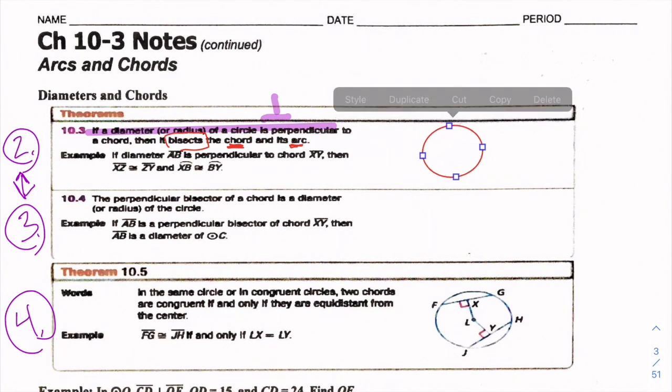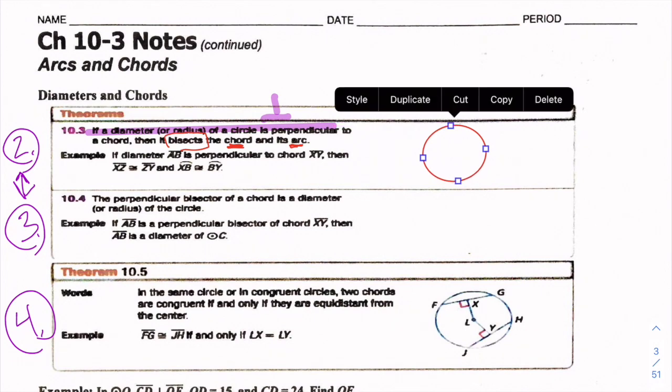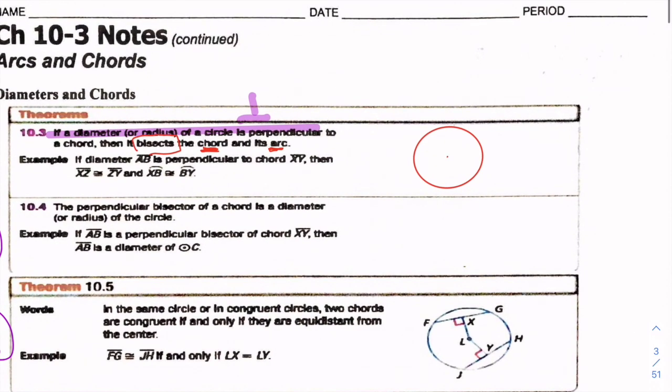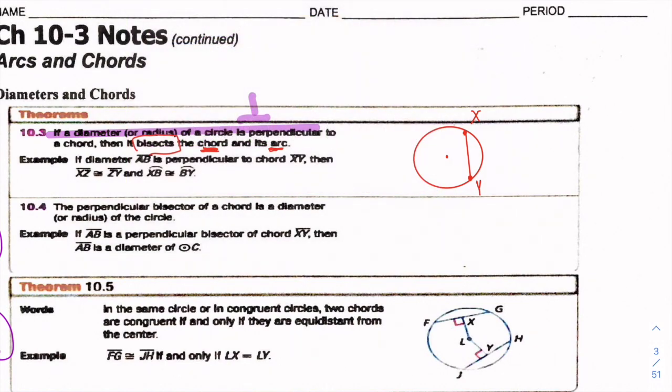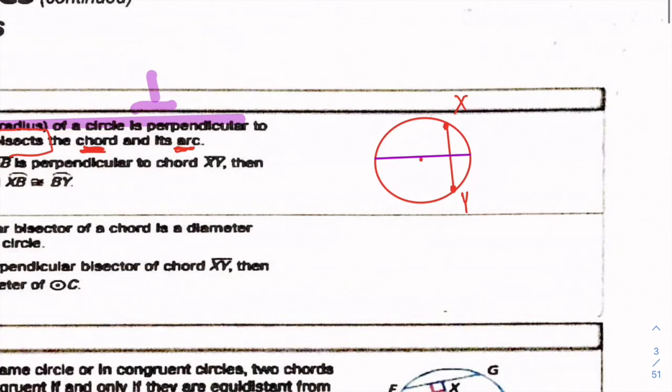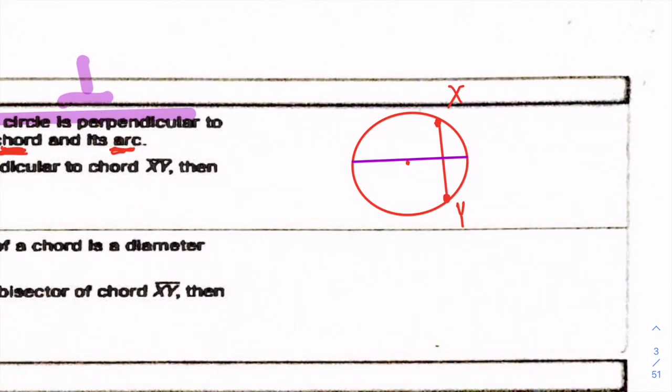Make it a little bigger. Okay, circle. Okay, let's draw. I'm gonna draw a chord here. This is a random chord. Let's call it XY. Chord XY. And let's say I draw this diameter here. And as long as this diameter, it has to be what? It has to be, starts with a P. Has to be perpendicular. So let's say it is perpendicular.